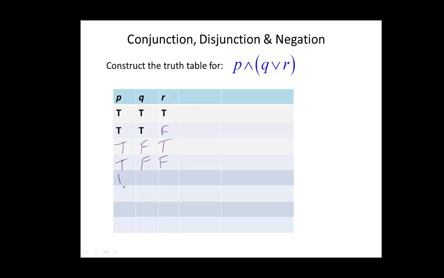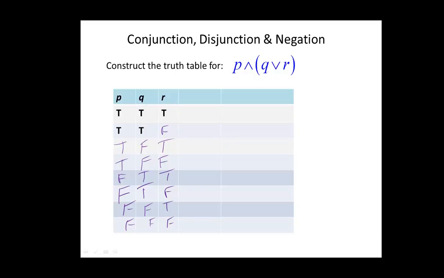But now we have to start thinking, suppose P is false, and I'm going to go back up to the beginning here and say Q is true, R is true. Or P is false, and I'm taking the second one here, Q is true, R is false. Or P is false, and now if Q is false, R could be true, or we could have false, false, followed by false. Those are all the possibilities.